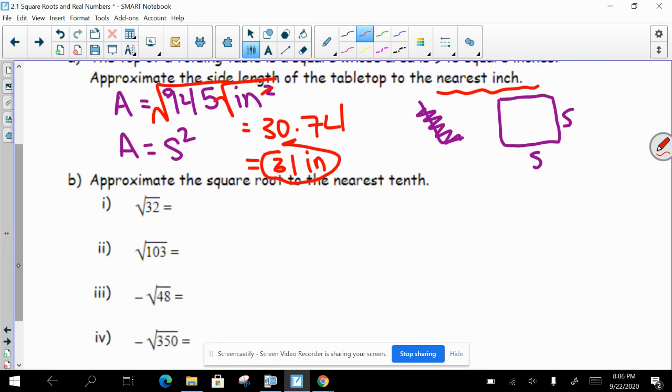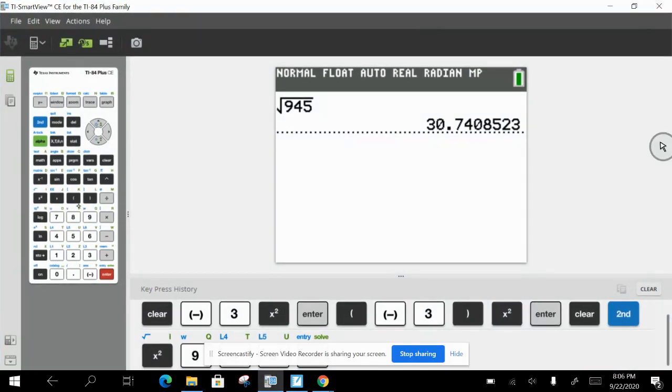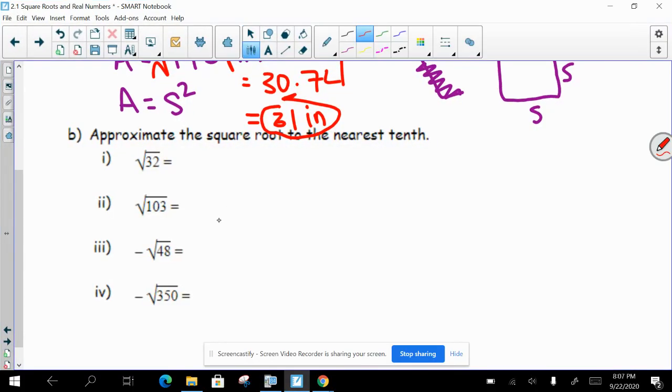All right, so here approximate the square root to the nearest tenth. So really all you need to do is type these into your calculator. I'm maybe just going to do the first and the third one. So for the first one, the square root of 32 is, and we're rounding to the nearest tenth, so that would be 6.7. And then for number 3, it's negative square root of 48.